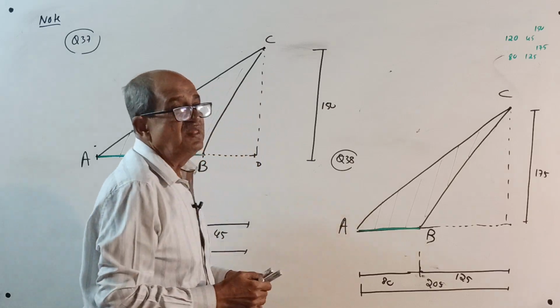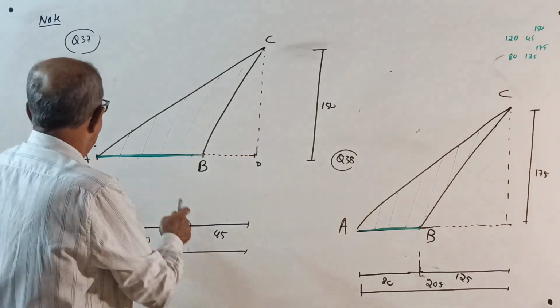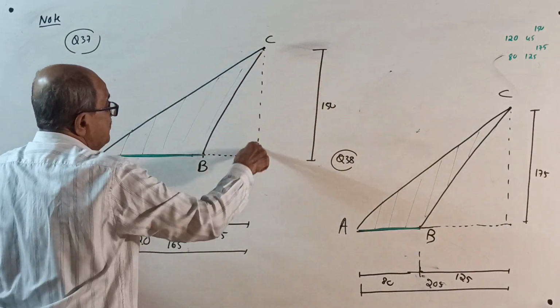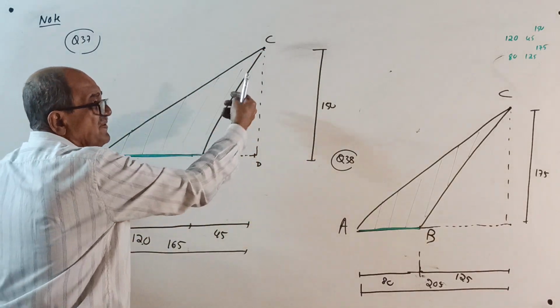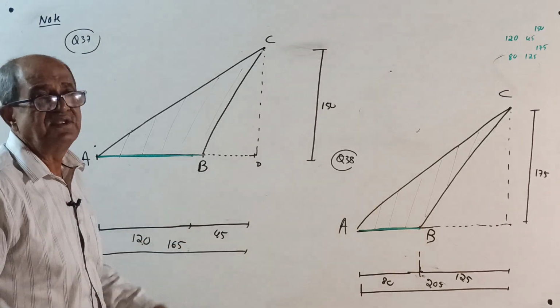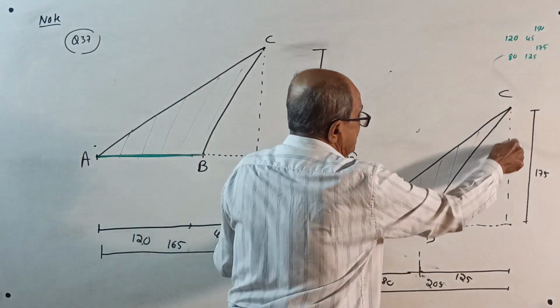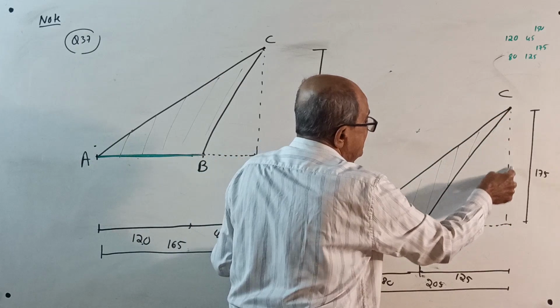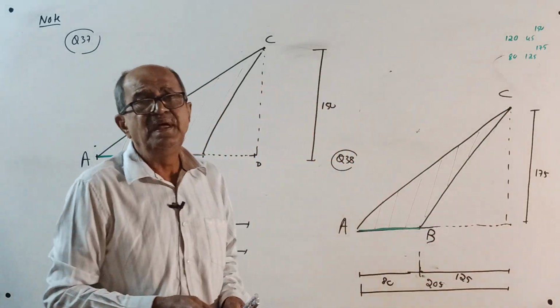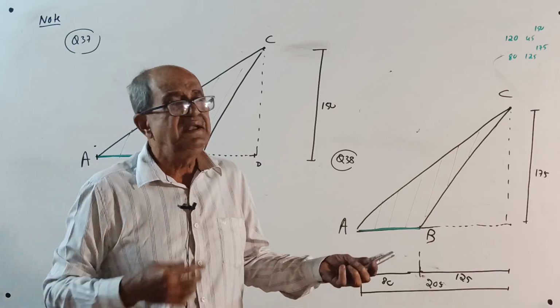Okay. Now, what to do? Consider the full triangle, take this as a cutout. Happily you got the answer. Consider the full triangle, then take this one as a cutout. That is the best solution.